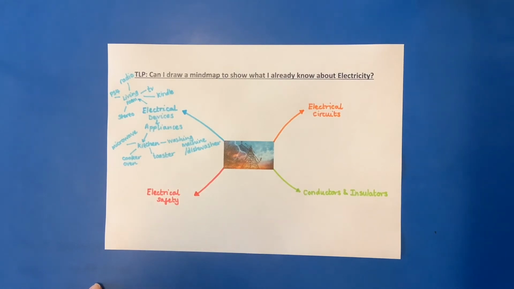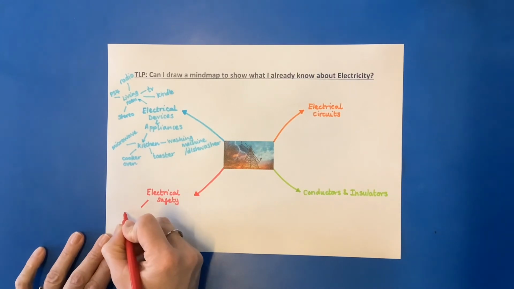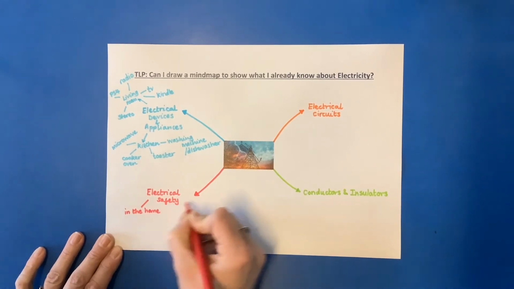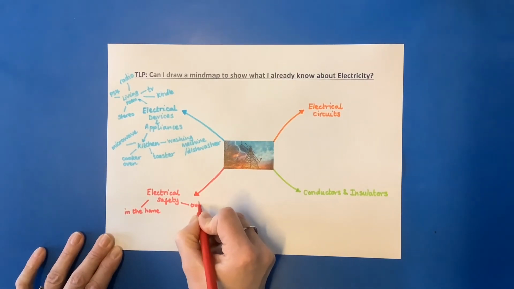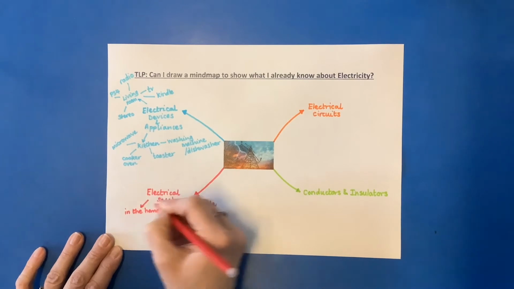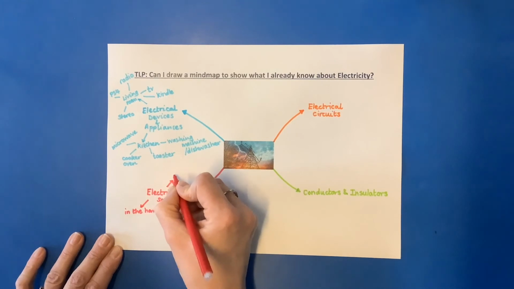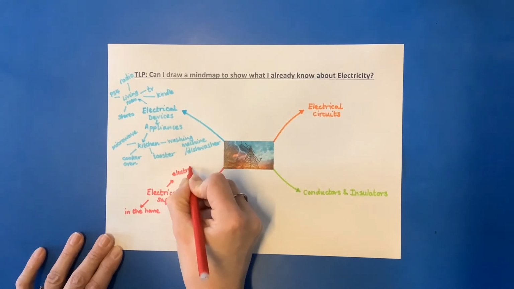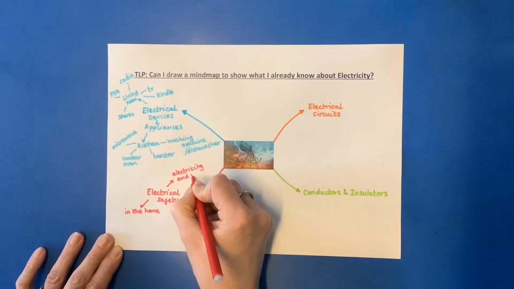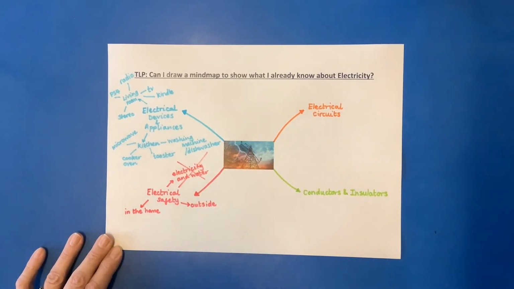Right, our next branch, electrical safety. Now I'm going to split this into 2 sections. In the home, or indoors you could call it. Outside. And general electrical safety, we need to remember that electricity and water are not a good mix. So I'm going to put a big cross through that.